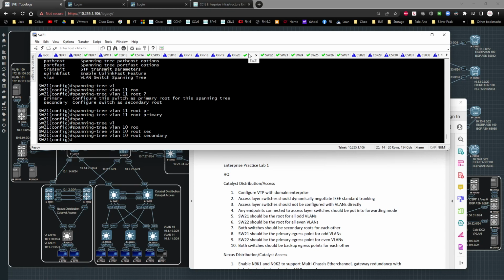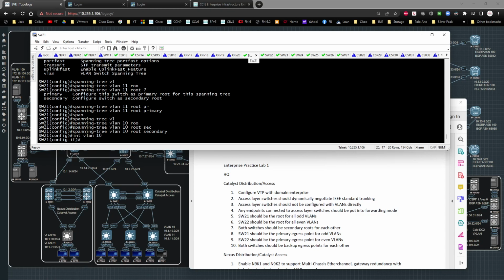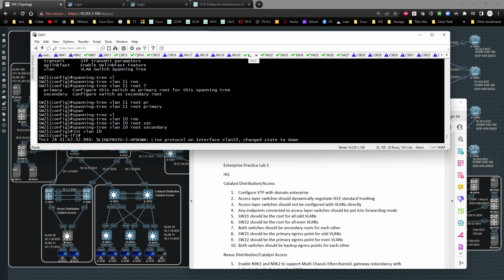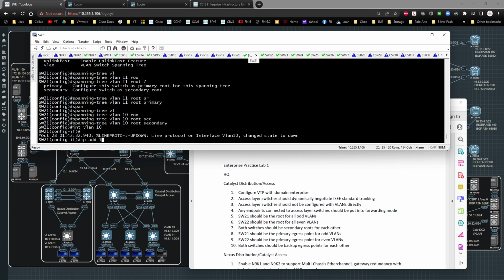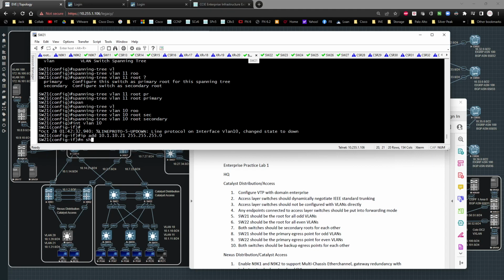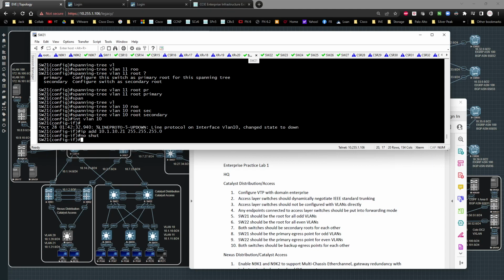interface VLANs, right? So I'm going to type in interface VLAN 10. I'm going to give that a second to show up. I'm going to type an IP address here. It's going to be 10.1.10.21/24. And I'm going to no shut it. Give that a second to come online.